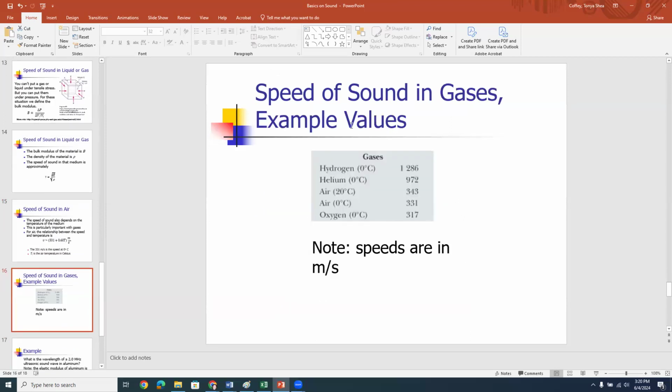So here are some speeds of sound in gases for some examples. Hydrogen, 1,286 meters per second. And then air at 20 degrees C, 343, air at 0 degrees C, 331, oxygen, 317. So these speeds are all in meters per second.